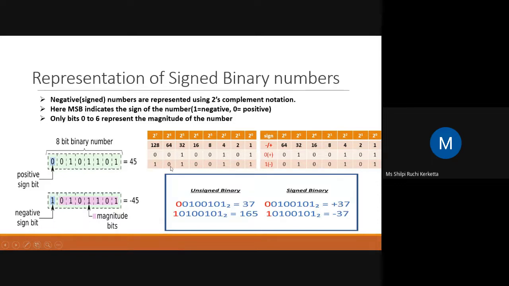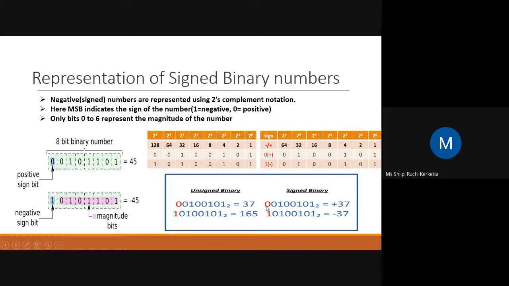And for the same number, what if we write it with a negative sign? Here we will start writing from 2 to the power 0 to 2 to the power 6, and the last is the sign. So we will only use the 0 to 6 terms as magnitude and the last as sign. Okay. So if we add this, it is coming as 37. And this most significant bit is 1. So what is 1? It is negative. So what will be the value? It will be minus 37. Okay.